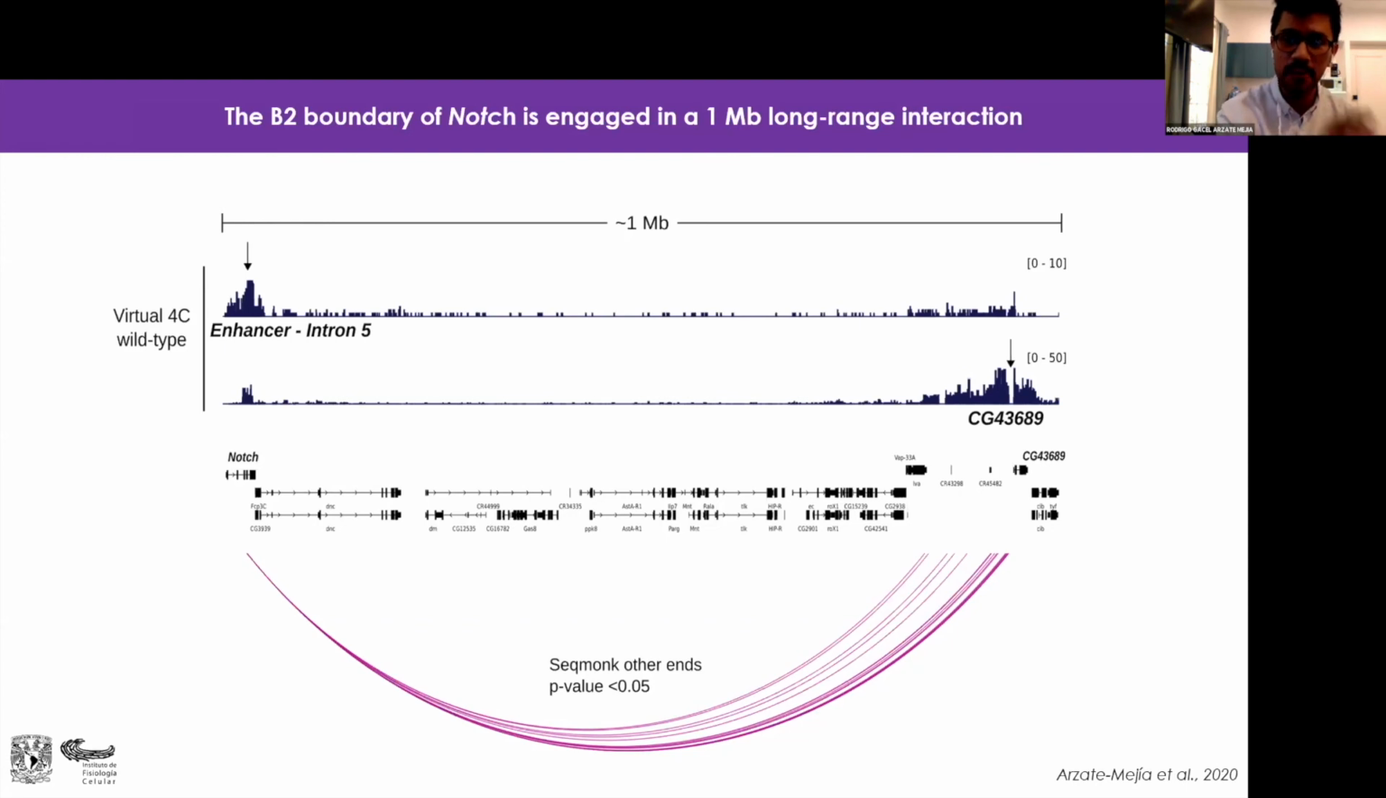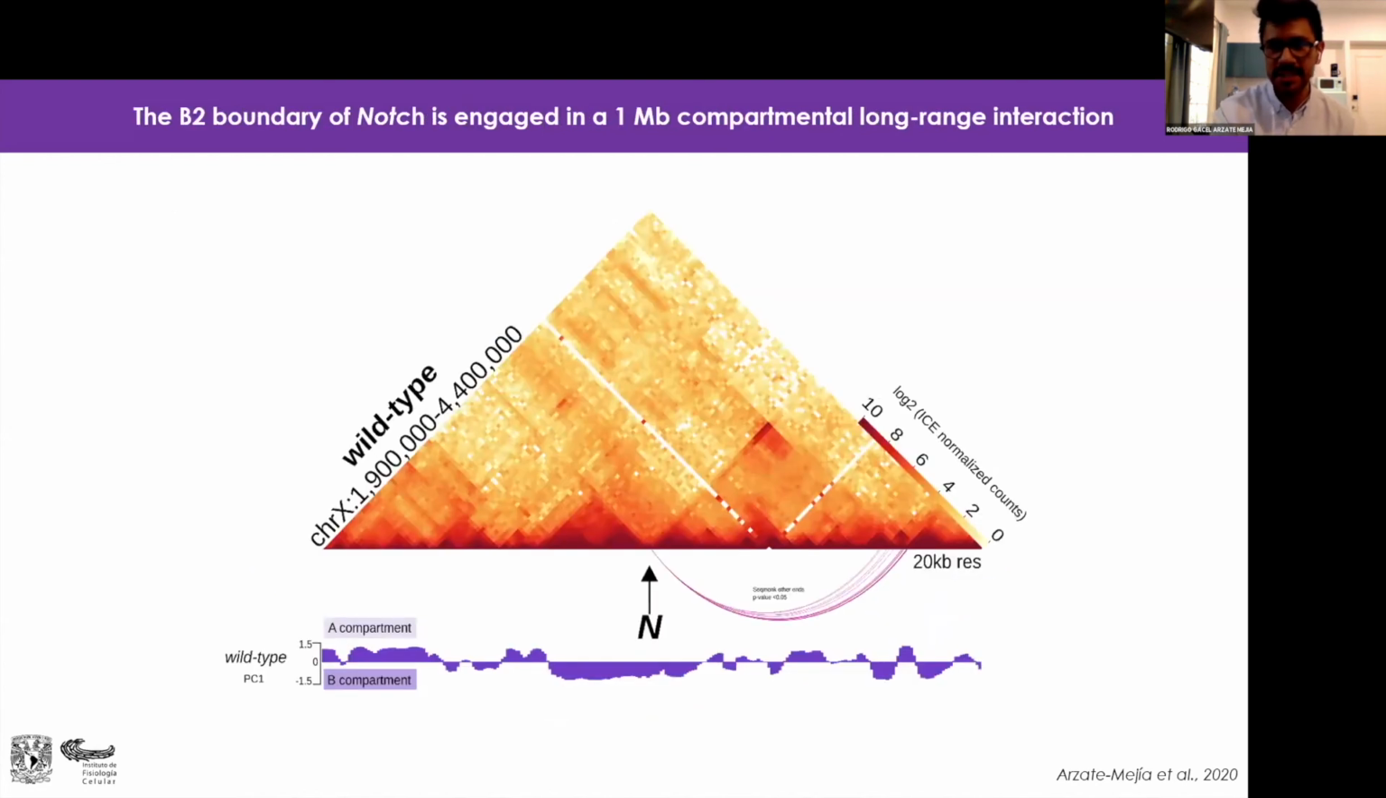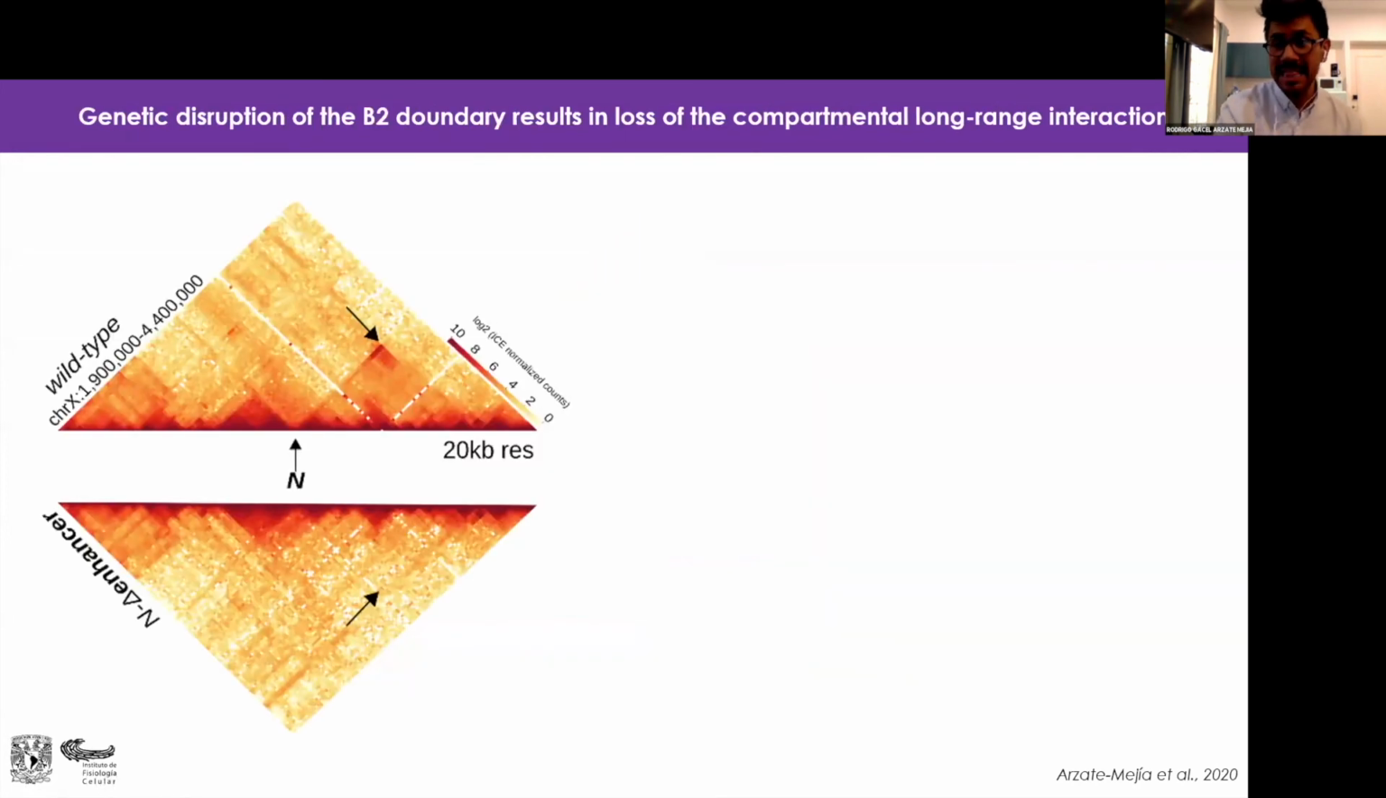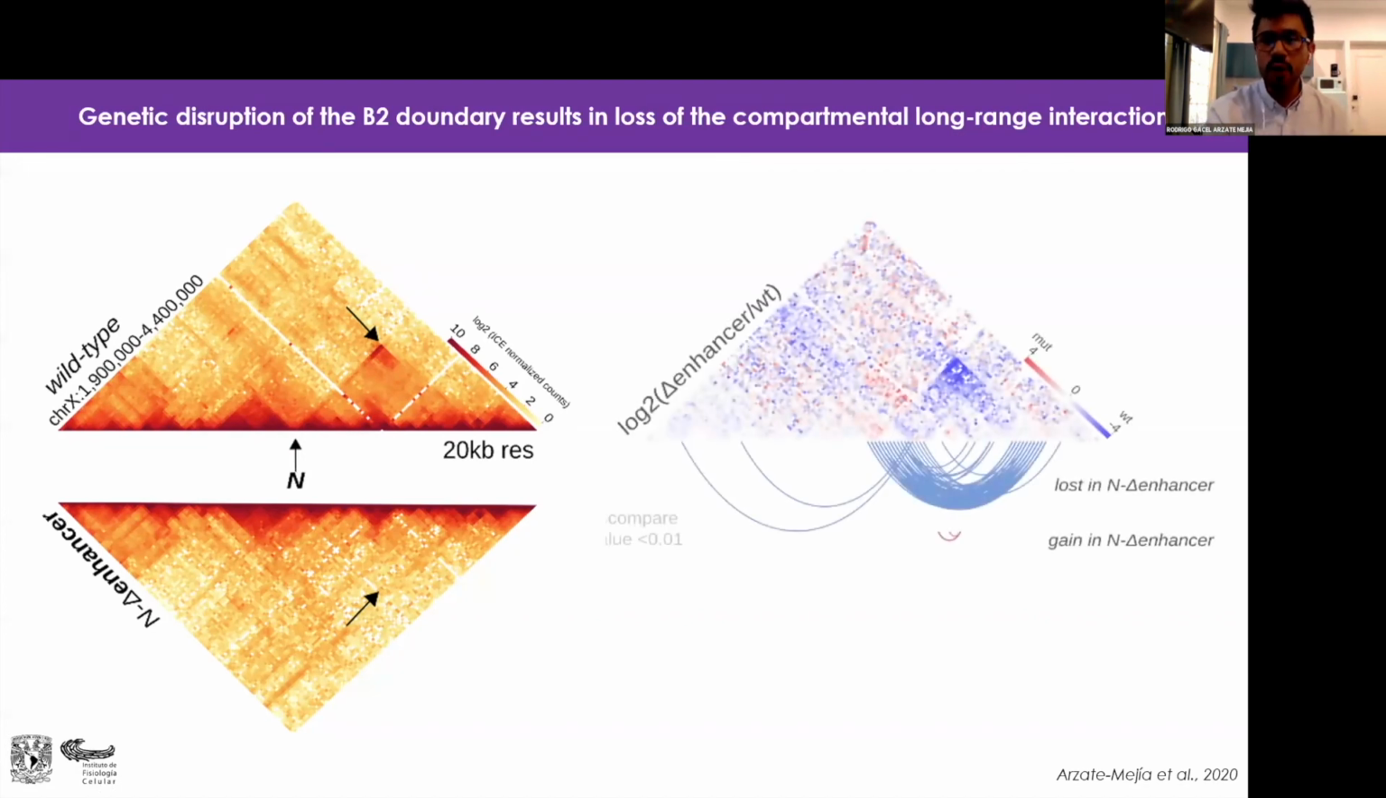Finally, we decided to get more information about this region, and by performing a virtual 4C, we observed that this boundary of Notch, which is located right here, is also interacting with a gene desert that is located 1 megabase away or downstream of Notch. And this was super interesting. We can observe this huge structure right in here, and we decided to look whether it was deleted or lost in our mutant, and we indeed observed that. So the removal of this 2.5 kilobase region is not just sufficient to fuse the domains of Notch, but also to fully disrupt a 1 megabase domain downstream of Notch.